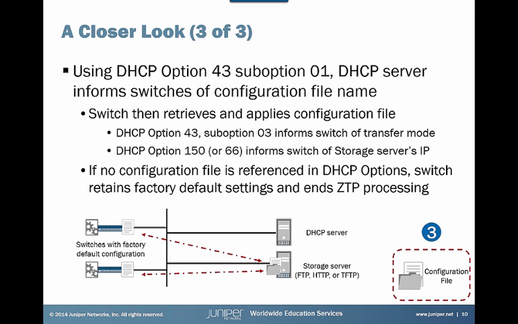Okay, the next phase is once it's upgraded, it can locate and load the desired configuration for that device. Similar, it's going to look at option 43 sub option 3 to identify the transfer mode, and option 150 or 66 to identify the IP address of the server. And again, if no configuration file is referenced in the DHCP option, then the switch will retain the factory default settings and simply end the ZTP processing.